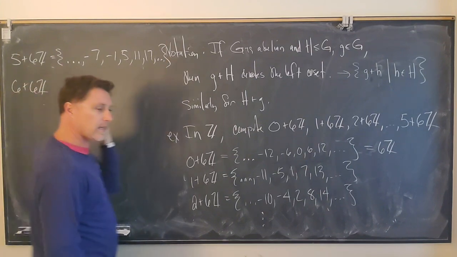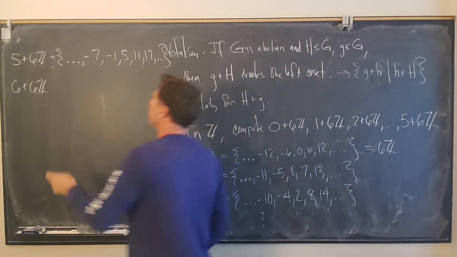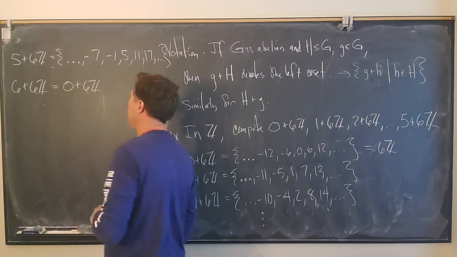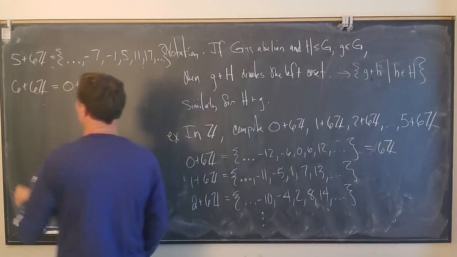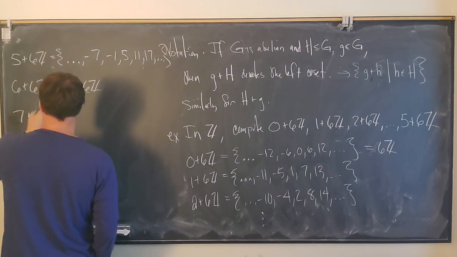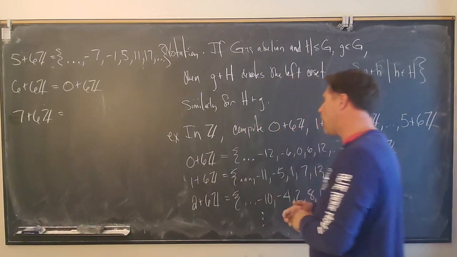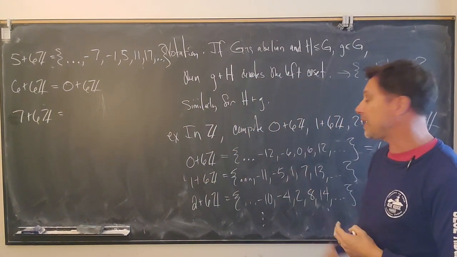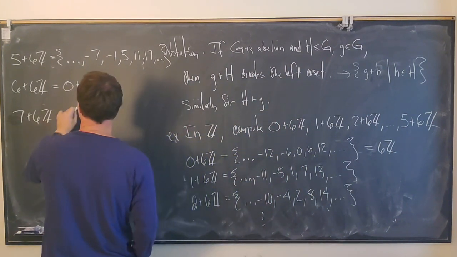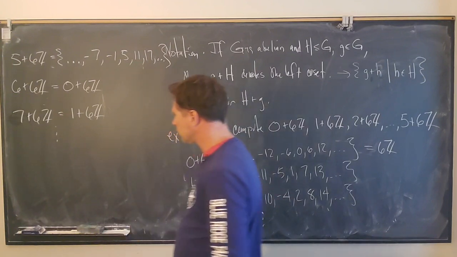Well, if you add 6 to multiples of 6, what do you get? You get multiples of 6. So nothing changes here. This is exactly the same as 0 plus 6z. And if I did 7 plus 6z, what you'll find is that you get exactly 1 plus 6z. So this starts to repeat itself, right? 7 plus 6z is exactly the same as 1 plus 6z. And this pattern will continue.